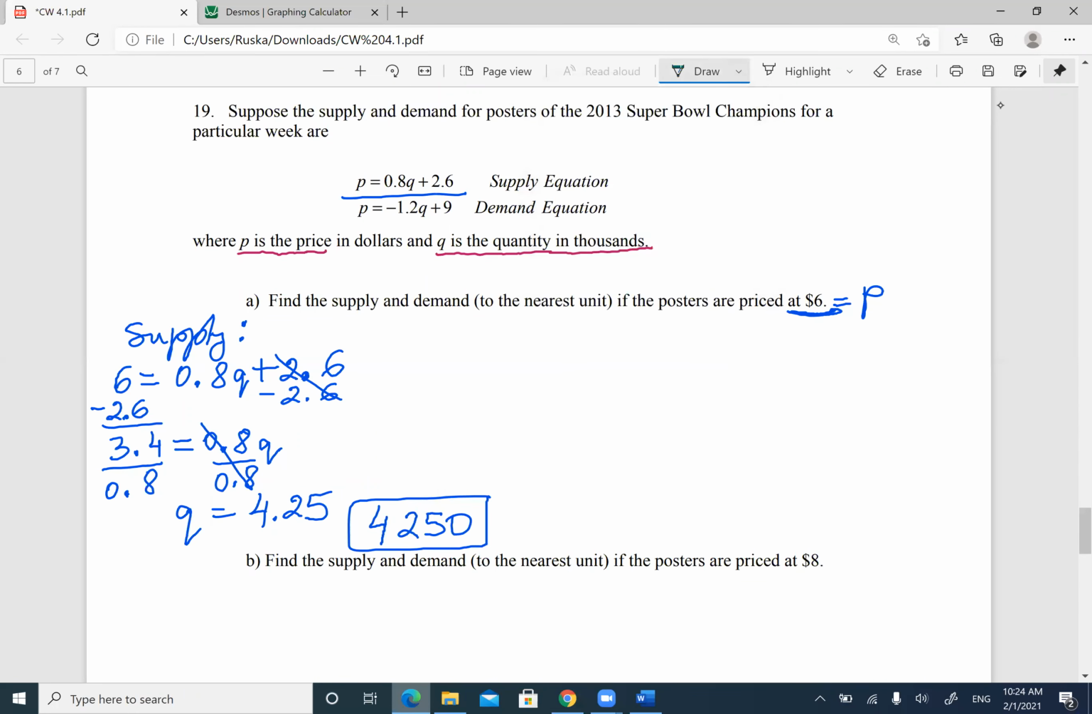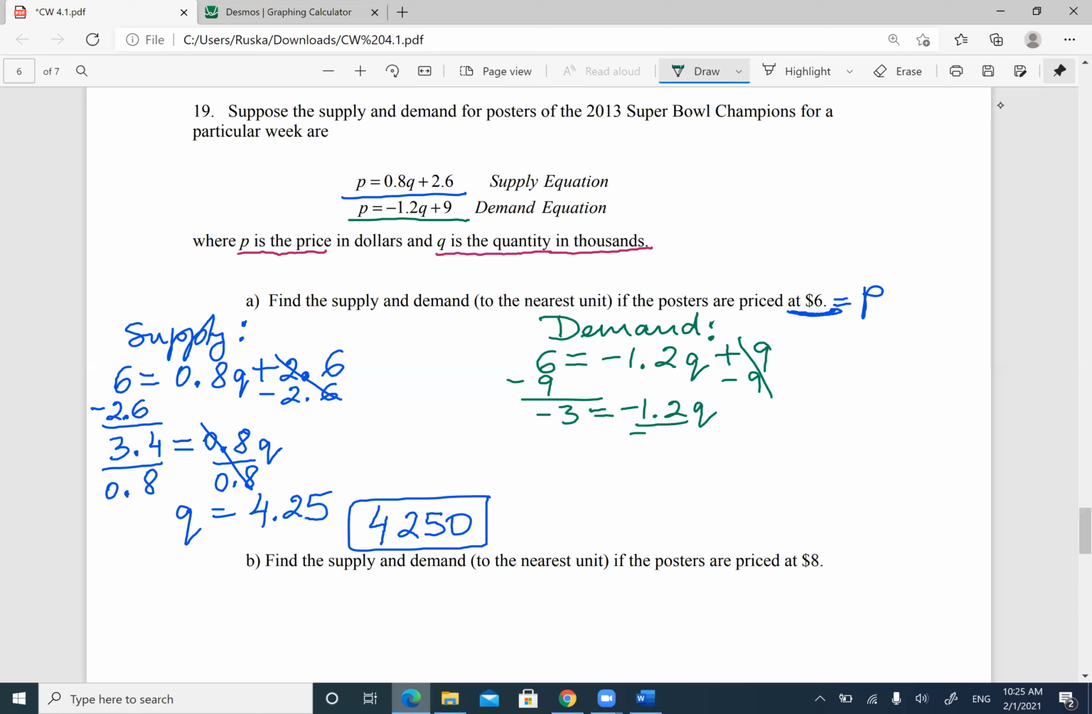So we have, using this equation, we're going to plug it in 6 for P. So let me write it here. So now using the second equation, so P is 6, negative 1.2 Q plus 9. So we're going to subtract 9 on both sides. This cancels, so you have negative 3 equals negative 1.2 Q.